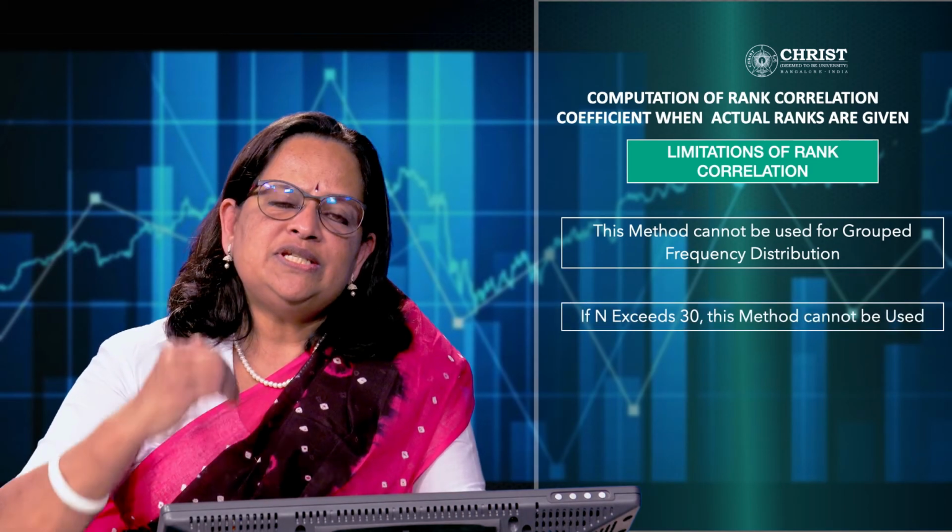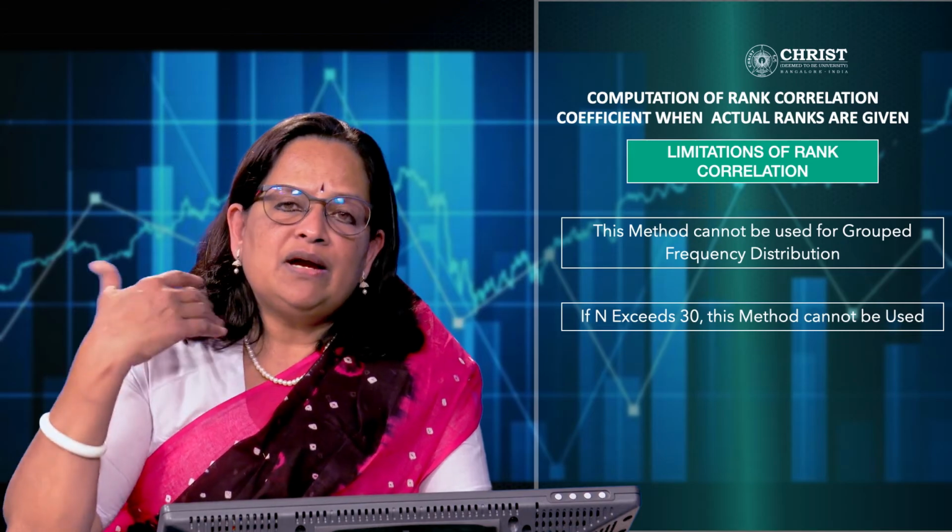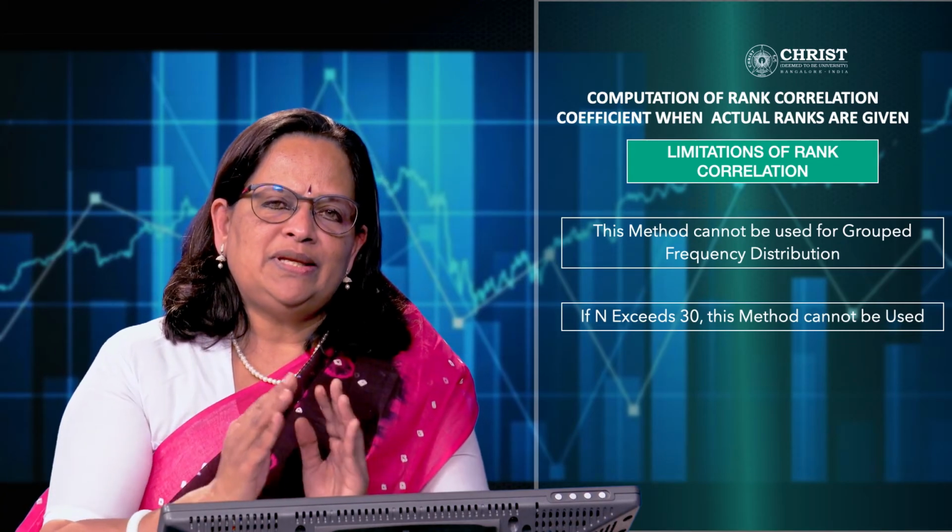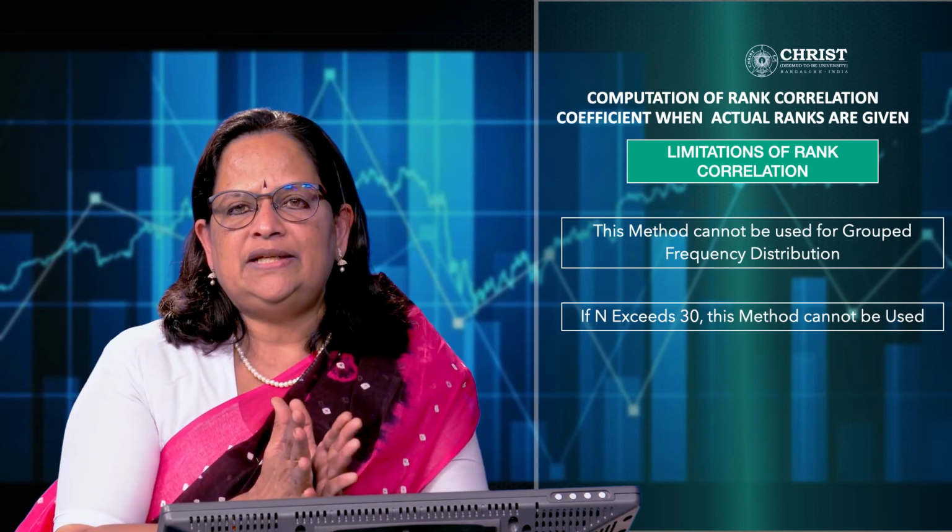Now, limitations of rank correlation. This method cannot be used for group frequency distribution. For group frequency distribution, this rank correlation is not possible to calculate. So that is the one main limitation. Second, if the number of observations exceeds 30, then the computation will be very difficult. So always we have to remember that if n exceeds 30, this method cannot be used for computation.